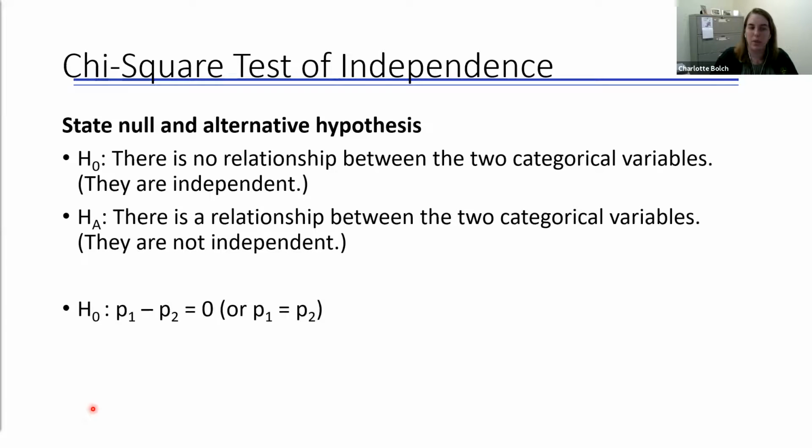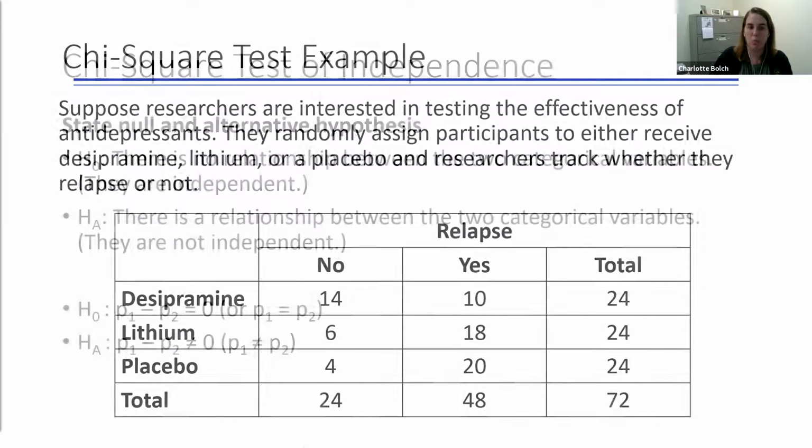In setting up our hypotheses, we're using proportions because we're looking at categories. We're seeing how many people have a specific category out of the whole. Our null hypothesis is that the proportions are equal between those two groups, and our alternative is that they're not equal, that there's some kind of difference happening.